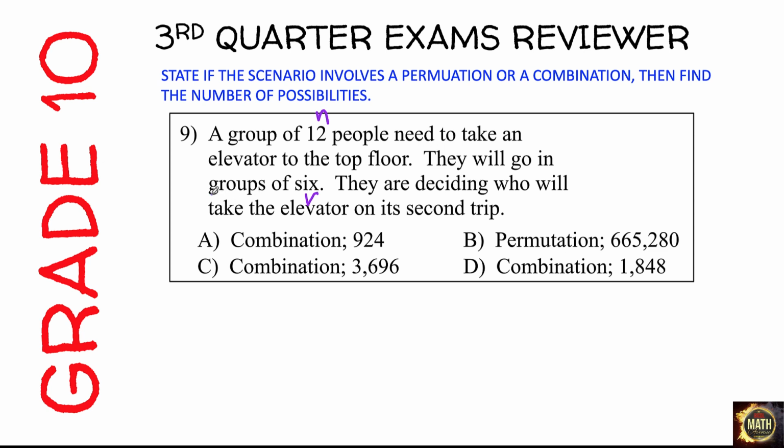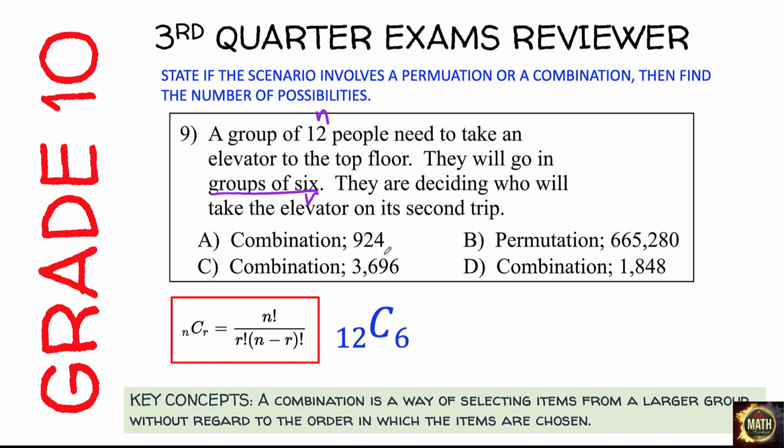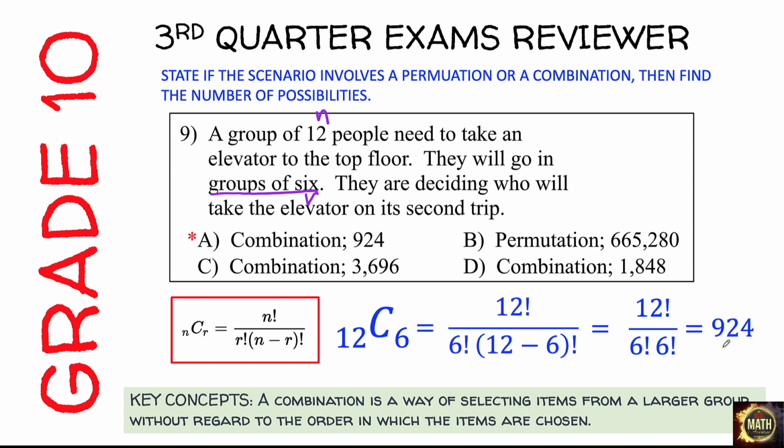Let's look at the group of 6 people. Can the order of the 6 people who will ride the elevator be interchanged? The answer is yes. Whoever is first, second, third up to sixth, as long as it is those 6, there is no problem. Therefore, this is a case of a combination. And so let's use our combination formula. Then it's just a matter of substituting N and R to the formula. And so I will leave it to you to do the computation in this part. And our final answer here would be 924, which is letter A.